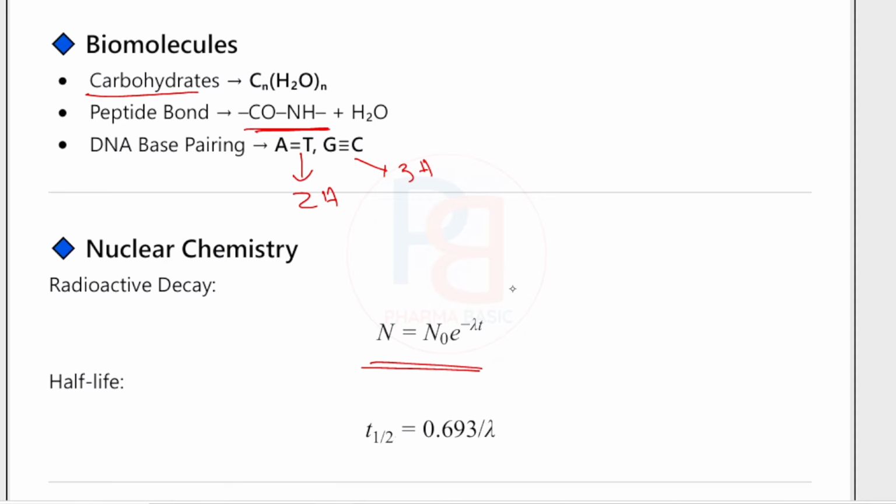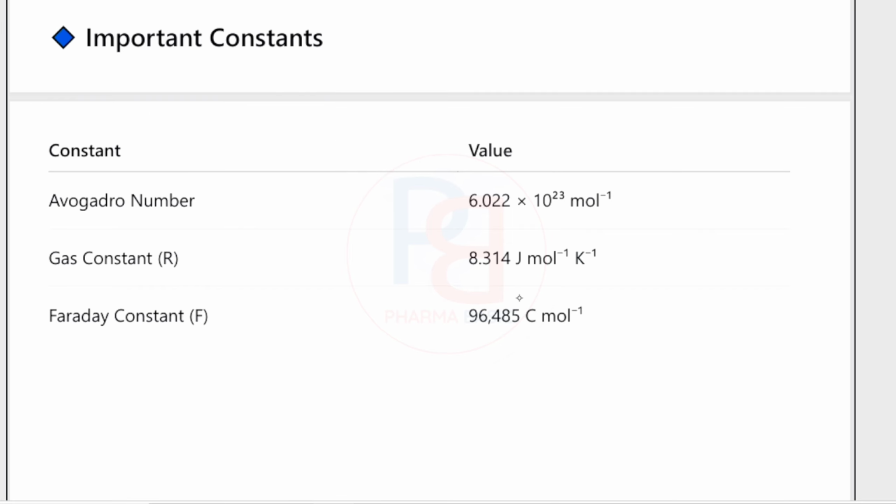T half is equal to 0.693 by lambda. Here lambda means the decay constant. Important constants: Avogadro's number is 6.022 into 10 to the power 23 per mole. Gas constant R is equal to 8.314 joule per mole per Kelvin. Gas constant R is equal to 8.314 joule into mole inverse into K inverse.